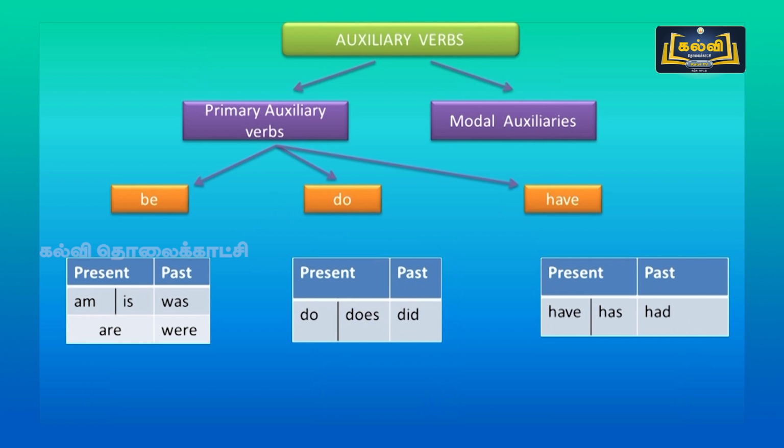In the first one, you can see the present forms as well as the past tense. For be form of verbs, am, is, are, and for the past tense, was, were, and for do form of verbs, do, does, and for past tense, did. For have form of verbs, in present tense, have, has, and in past tense, had. Let's come to modal auxiliaries.